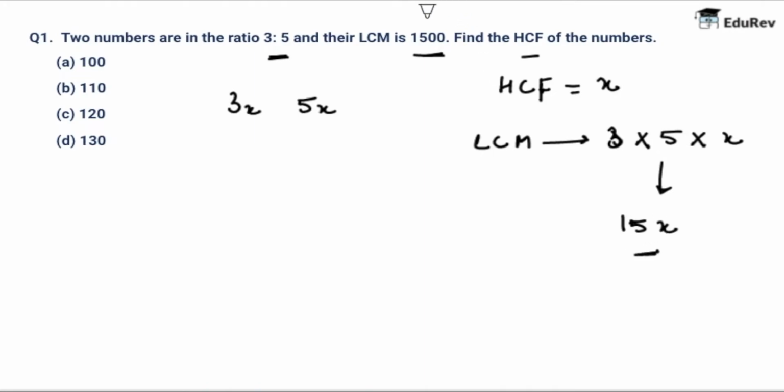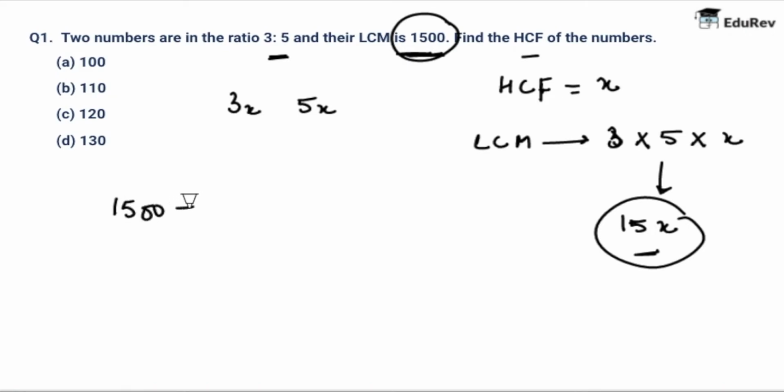Now it is given that LCM is 1500. So this 1500 is equal to 15x. If I equate 1500 with 15x, I will get x equals 100. So x is 100. So the HCF is 100. That is option number A. Let's move on to the next question.